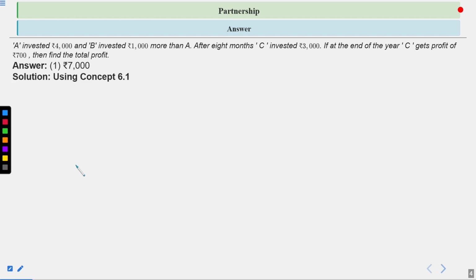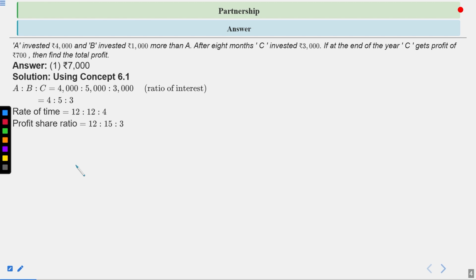Now see the detailed solution using concept 6.1 in this question. The ratio of the investment of A, B, C is 4,000 ratio 5,000 ratio 3,000. This is the ratio of the investment. It will become 4 ratio 5 ratio 3 when we simplify it. Now the time ratio will become 12 ratio 12 ratio 4, because A invested for the whole year, B invested for the whole year and C invested only for 4 months. So the profit share ratio will become 12 ratio 15 ratio 3 by multiplying, and simplifying it, we get the profit ratio, which is 4 ratio 5 ratio 1.